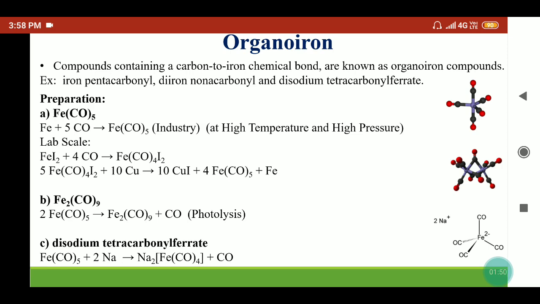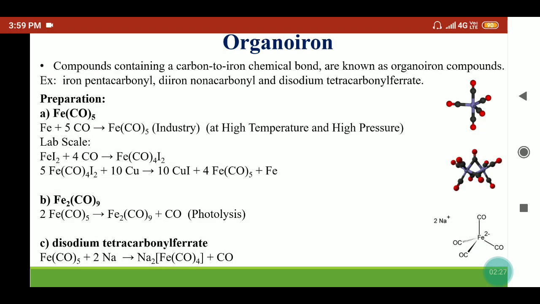This iron pentacarbonyl can give different organometallic compounds. In the presence of light radiation, it can dimerize to give the diiron nonacarbonyl compound. And if we react iron pentacarbonyl in the presence of a reducing agent like sodium amalgam, it can form Collman's reagent, that is disodium tetracarbonyl ferrate. Or instead of sodium amalgam, sodium naphthalenide can react with the iron chloride in the presence of carbon monoxide and THF to give Collman's reagent.